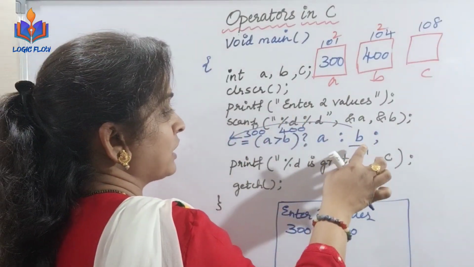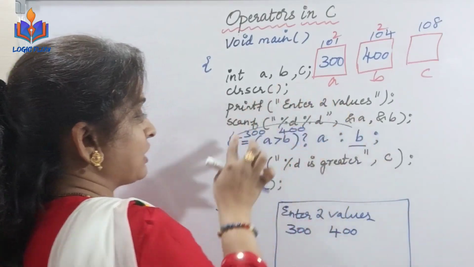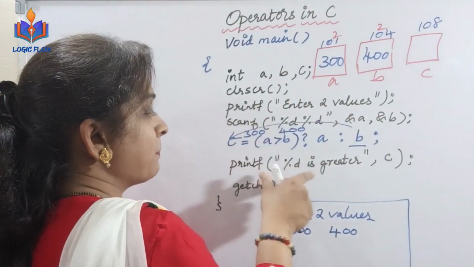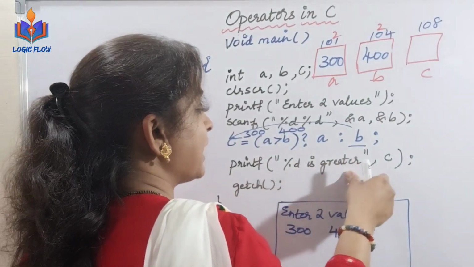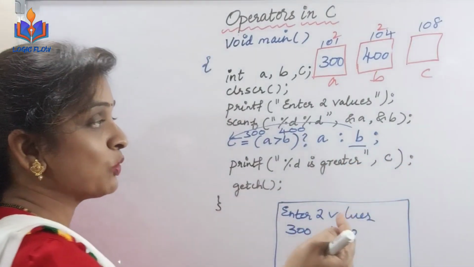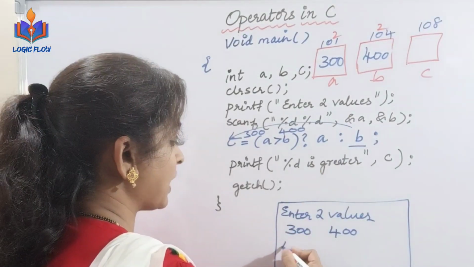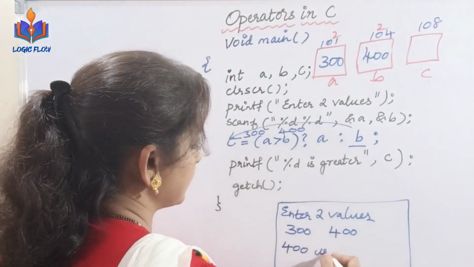So what is the value that I have in b? It is 400 and that value has to be transferred to c. Then I say printf %d is greater, print the value of c. So what is the value in c? It is 400. I'll be getting the output as 400 is greater.